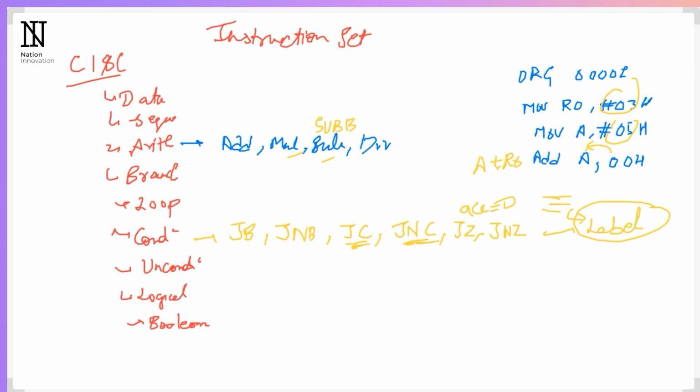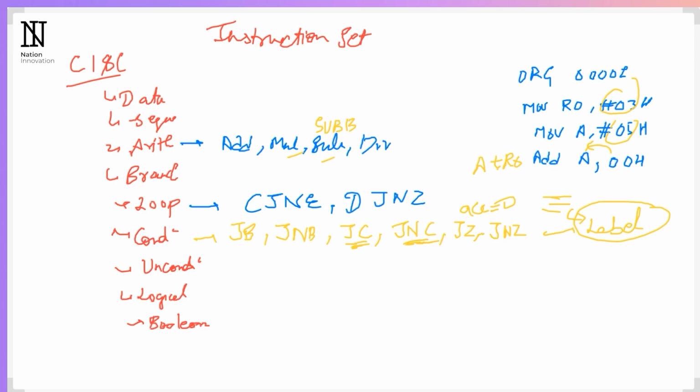Then let us see loop instructions. Loop instructions are used to repeat a block each time while performing an increment or decrement operation, like we have for loop and while loop in programming. The 8051 microcontroller consists of two types of loop instructions. One is CJNE, that is compare and jump if not equal. Another is DJNZ, that is decrement and jump if not zero.